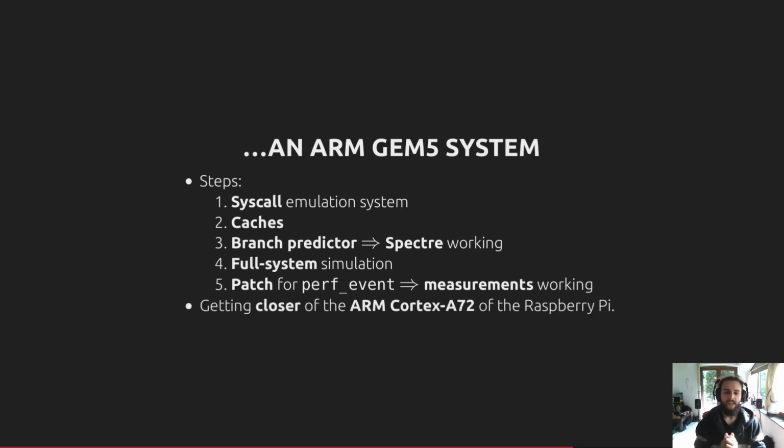So the goal was to get an enclosure of the ARM Cortex-A72 of the Raspberry Pi, but only on specific elements, so mainly for the caches and for the branch predictor, because we can't reproduce all the Cortex-A72 into gem5. There are too many hidden details, and there is too much work also.